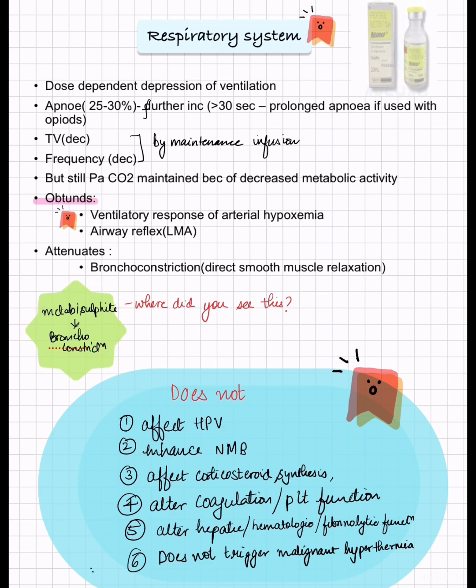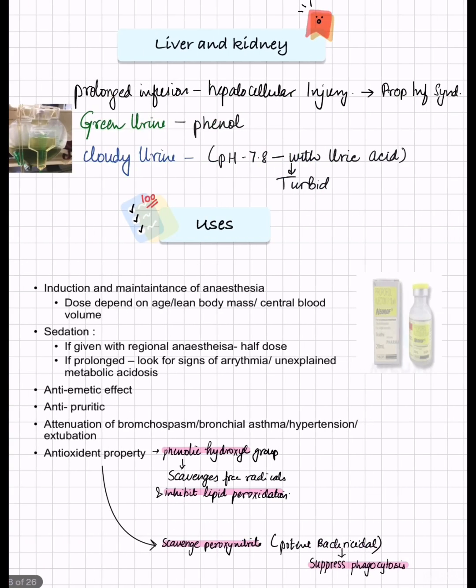What does it not do? It does not affect the hypoxic pulmonary vasoconstriction, does not enhance neuromuscular blockade, does not affect corticosteroid synthesis. Can you name one IV induction agent which affects the corticosteroid pathway? It does not alter coagulation or hepatic or hematological functions. It does not trigger malignant hyperthermia. Can you again name the drugs triggering malignant hyperthermia?